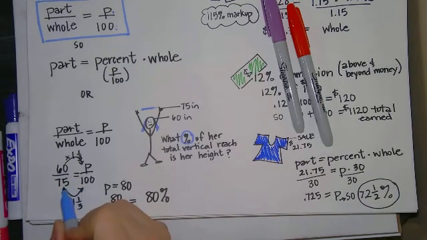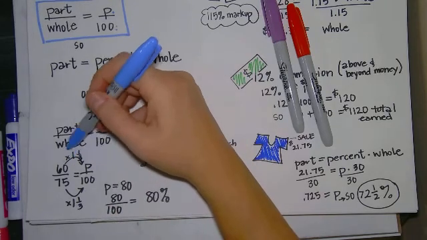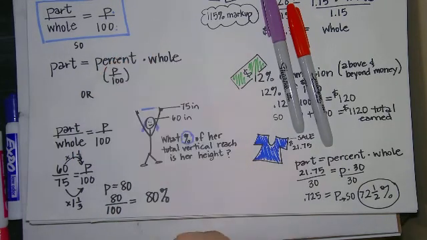So we're trying to figure out, all right, how do I get from 75 to 100? Well, I multiply by 1 1/3. So 75 times 1 1/3 is 100. So then I have to do the same thing up here. 60 times 1 1/3 gives me my P. So my P is equal to 80. And 80 hundredths is 80%.